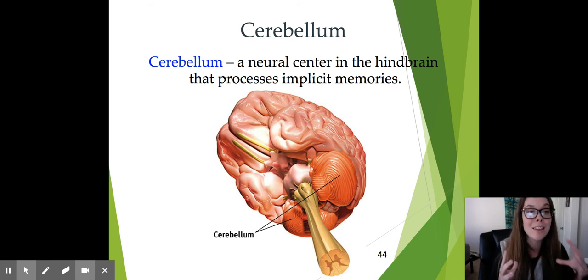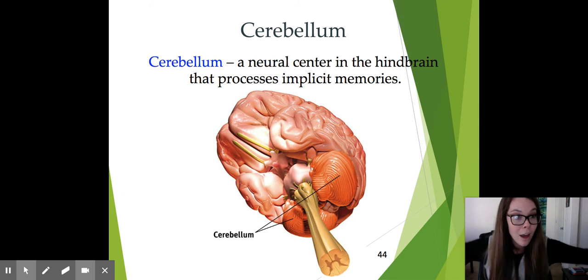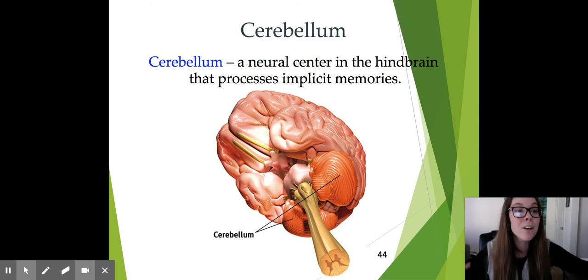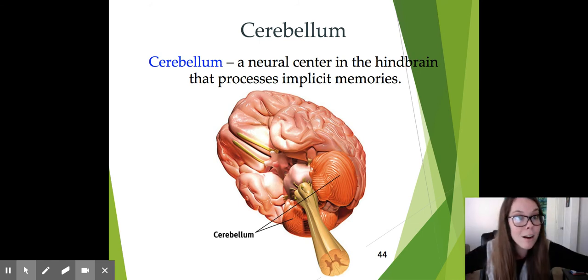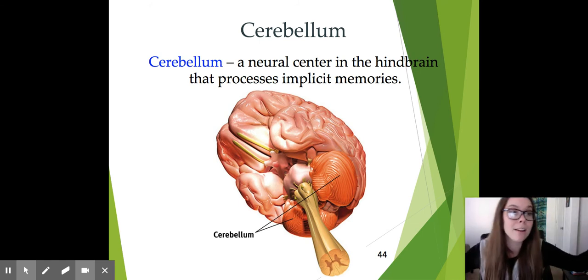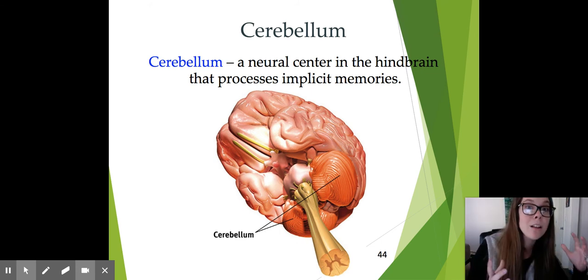If you want to think of it, our balance comes naturally to us. I don't have to consciously think, oh, I'm getting off balance, so I'm going to fall off my desk, right? We already feel it, so we automatically adjust. So think of the cerebellum as automatic, okay?